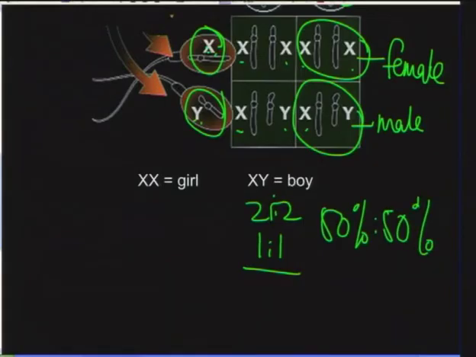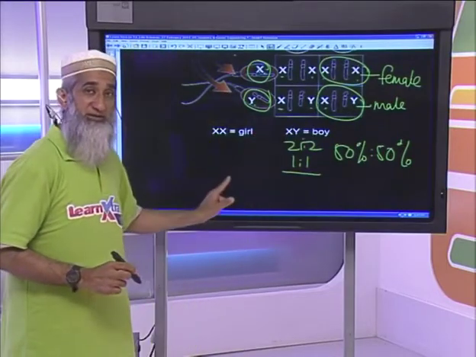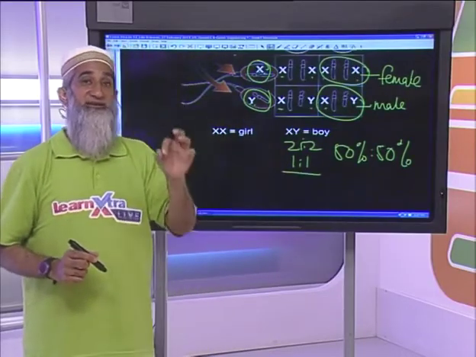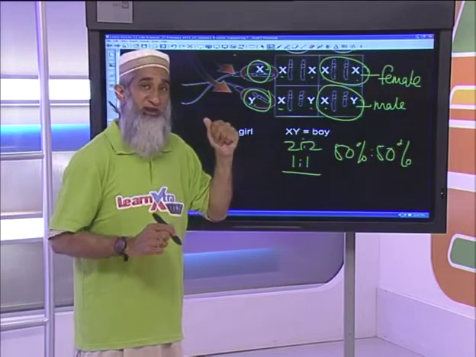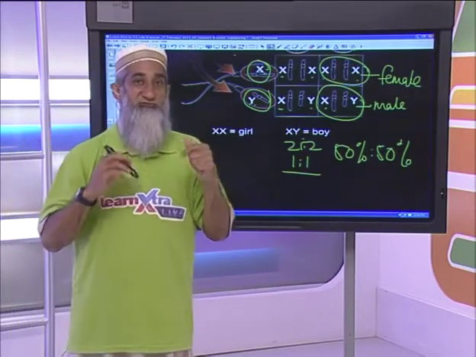That means every time fertilization takes place, according to the laws of probability and according to the laws of genetics, the probability is 50% chance of having a boy child and 50% chance of having a female child.